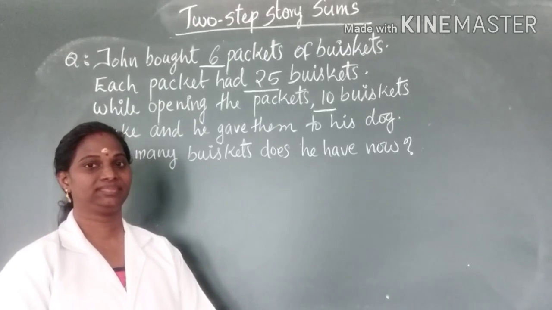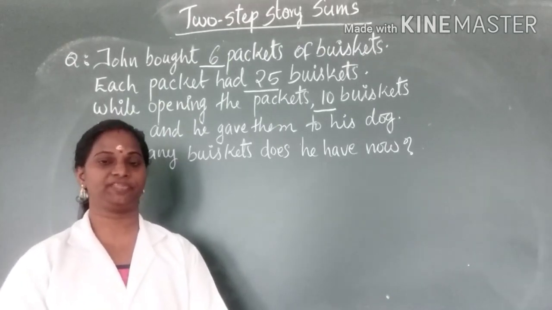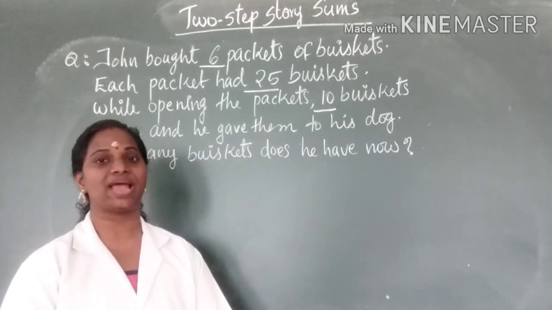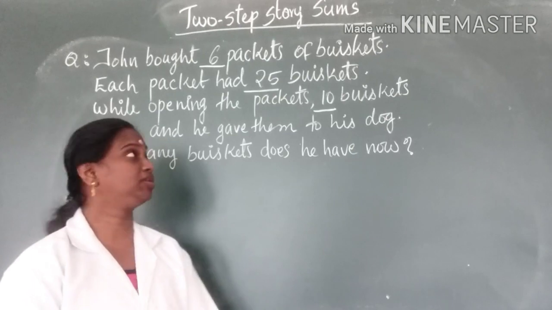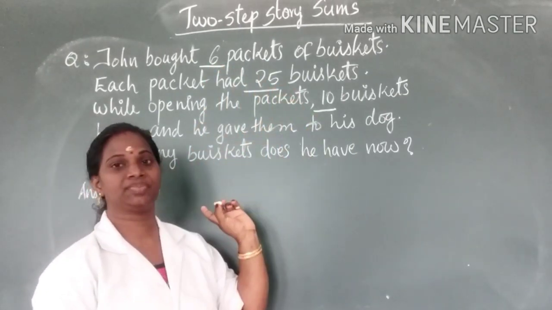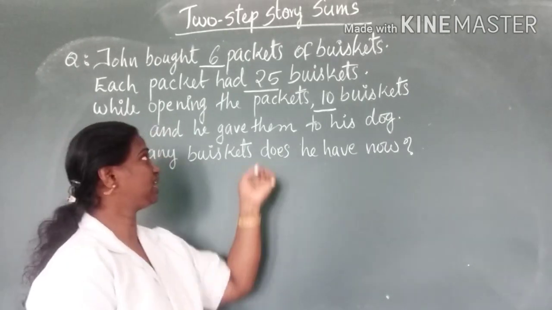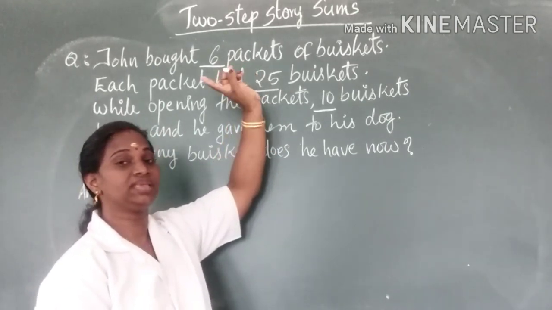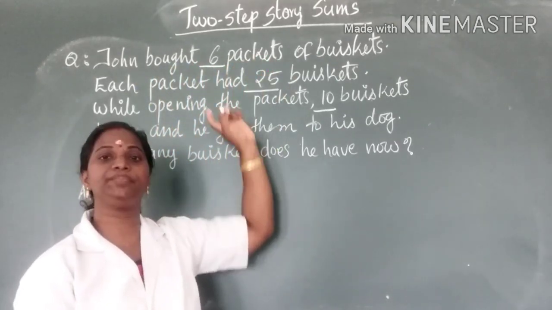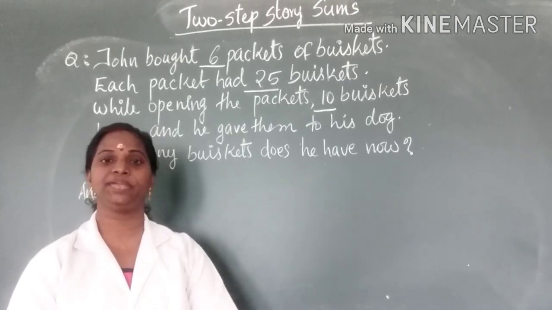Okay. So the question is clear? Let us solve this problem. What will be the first statement? Before that, we can check which numbers are given in the question. Which are the numbers? 6, 25 and 10. What is indicated by the first number, 6? John bought 6 packets. From that, you can write the first statement as number of biscuit packets.